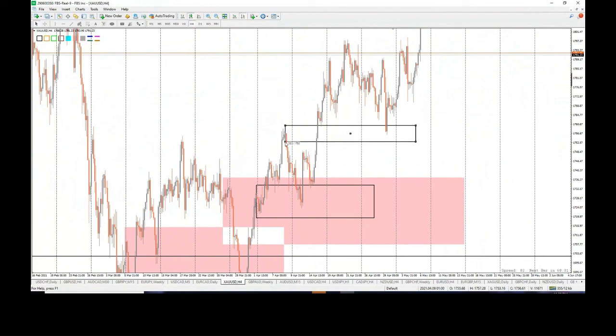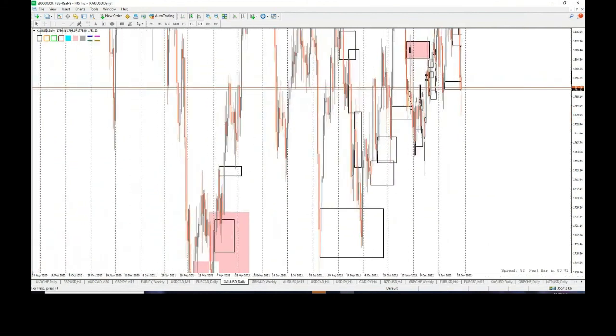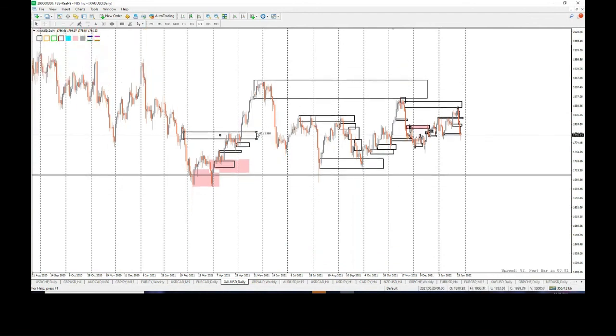See it? H4. And still making engulfing buy right here. Can you see how far it goes?